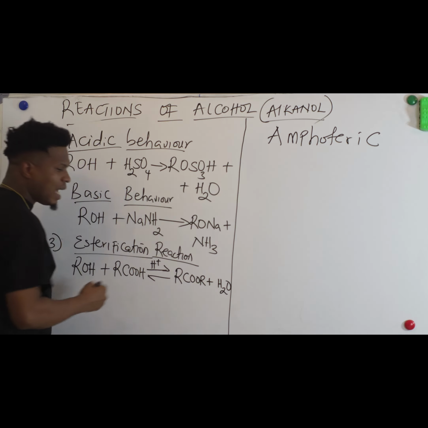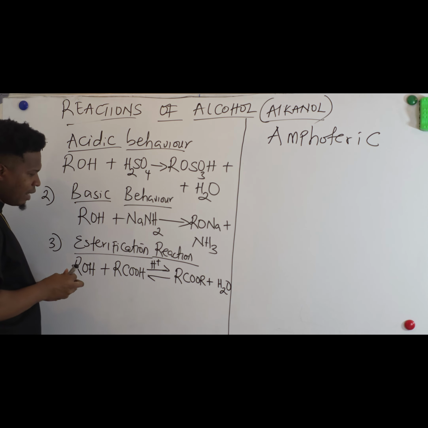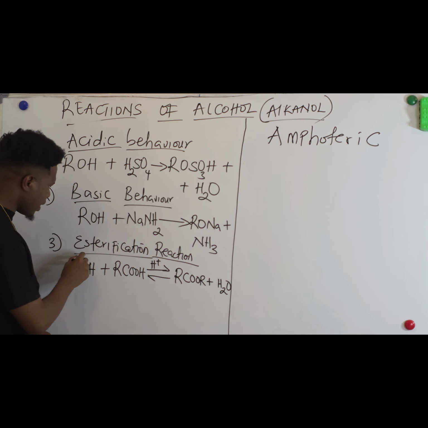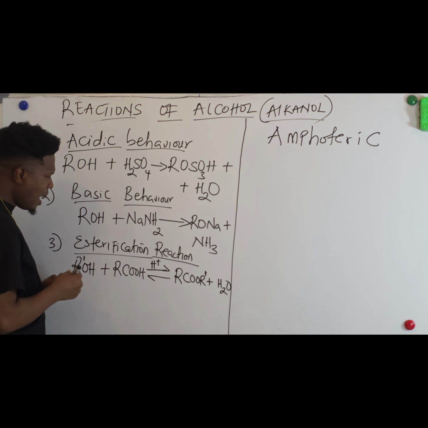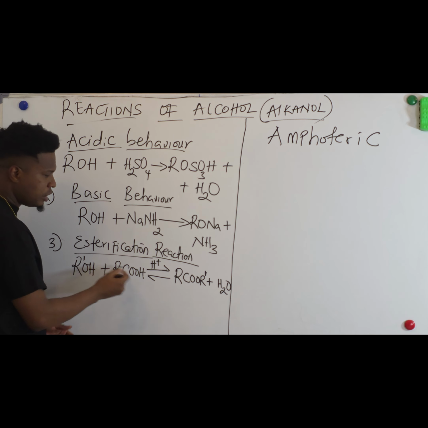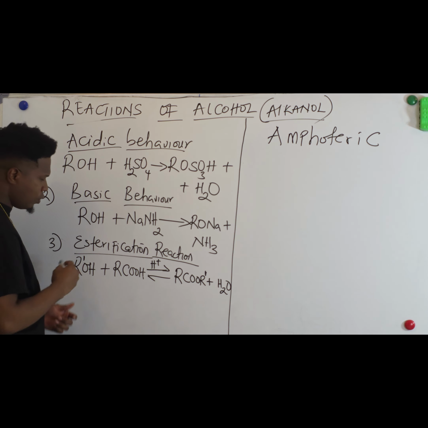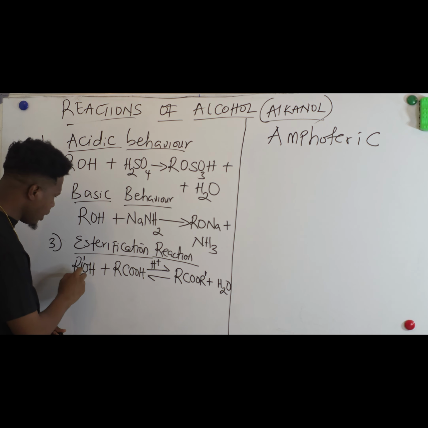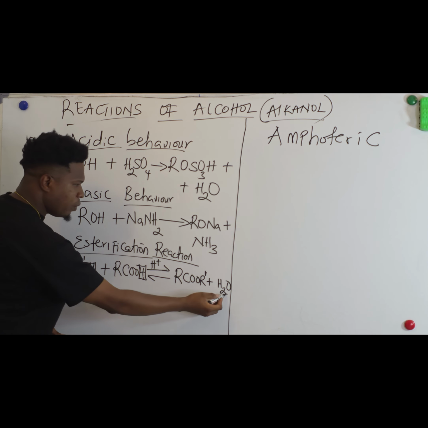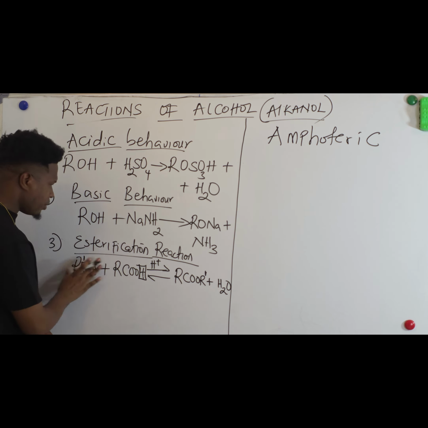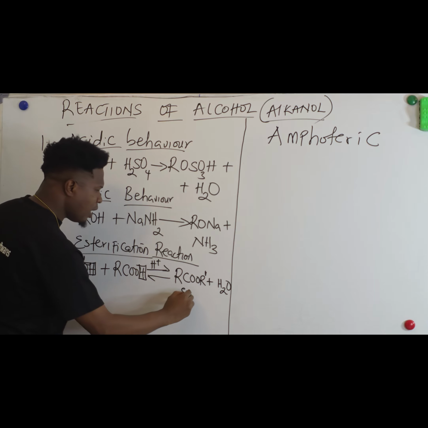Now, how did you get RCOOR? For the sake of clarity, let me use prime here. So when you have RCOOH reacting with alcohol, what happens is that the OH in the acid takes the H from the alcohol to form the water, while everything else combines together to form this. So this is what we call an ester.